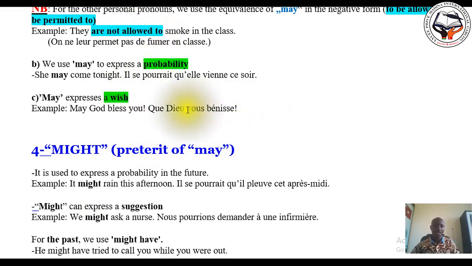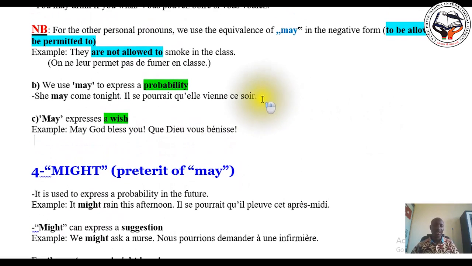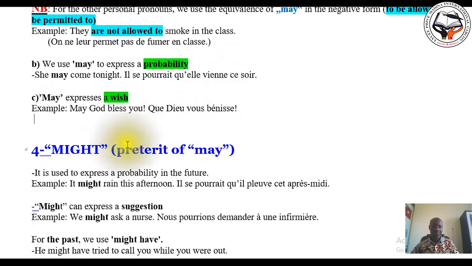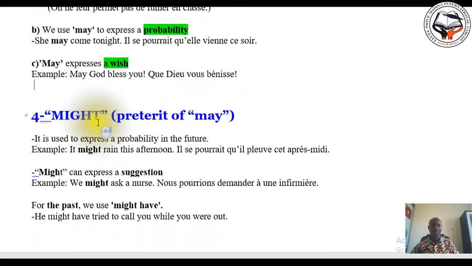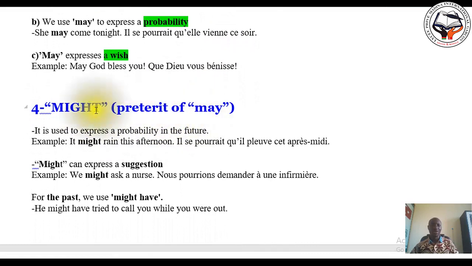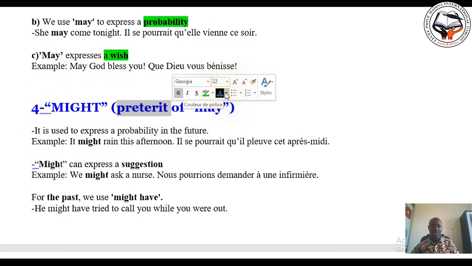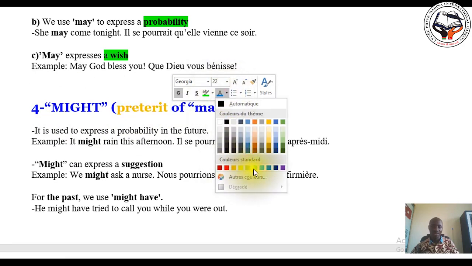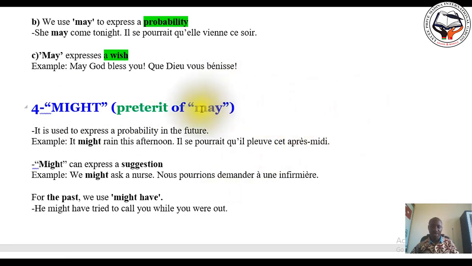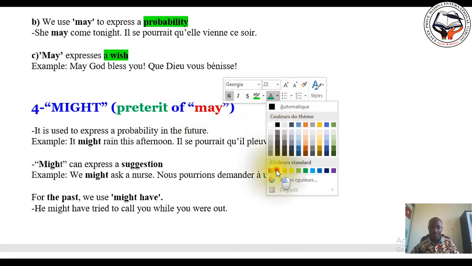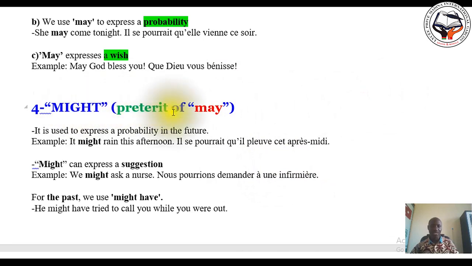So we go ahead after may. You can see might. Might is the preterite of may. I change the color of this, I put it in red. So might is a preterite of may.